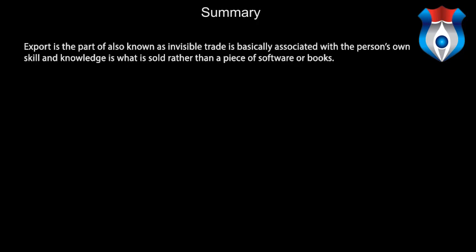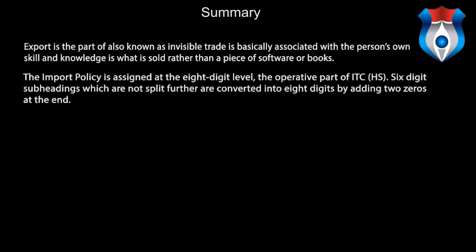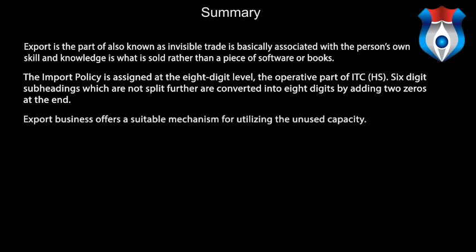Now in the end, let us summarize what we have learned in this lecture. Export of services, also known as invisible trade, is basically associated with the person's own skill and knowledge, which is what is sold rather than a piece of software or books. The import policy is assigned at the 8-digit level. The operative part of ITCHS, 6-digit subheadings, which are not split further, are converted into 8 digits by adding 2 zeros at the end. Export business offers a suitable mechanism for utilizing the unused capacity.